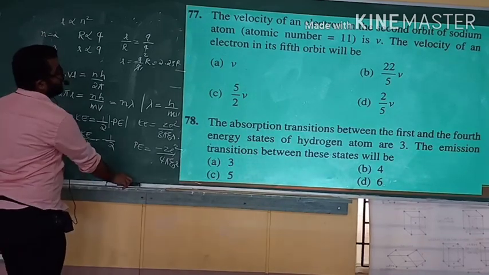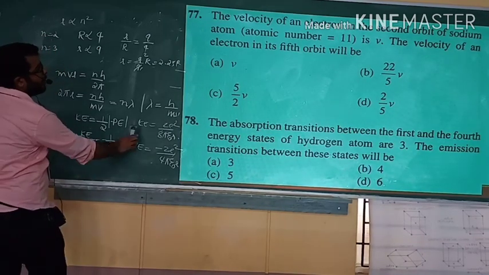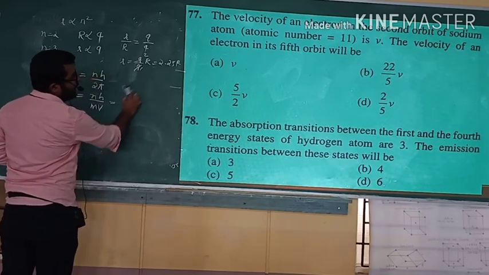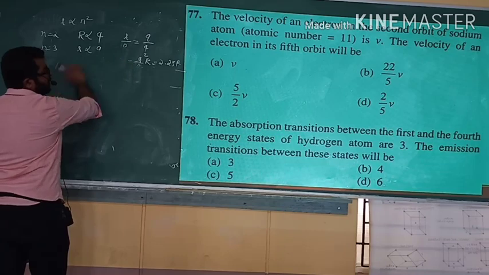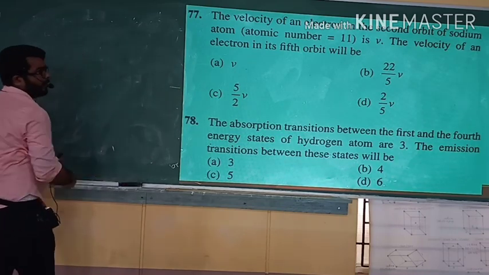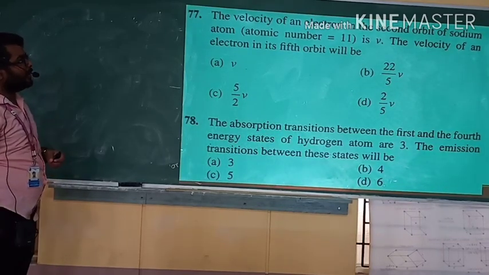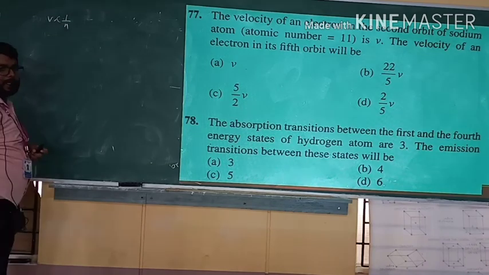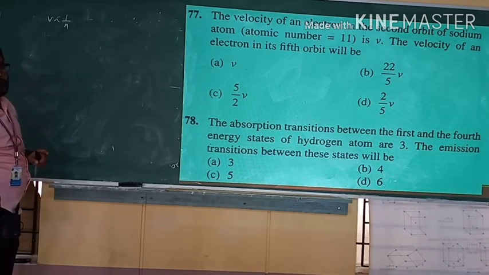77. The velocity of electron in the second orbit of sodium atom, so Z is equal to 11, is v. The velocity of the electron in the fifth orbit will be. So fifth orbit ಅಲ್ಲಿ ಎಷ್ಟು ಇರುತ್ತೆ ಅಂತ ಫೈಂಡ್ ಔಟ್ ಮಾಡೋಕೆ ನಮಗೆ ಹೇಳಿದ್ದಾರೆ. So clearly you know that v is proportional to 1 divided by n. So ಅಲ್ಲಿ ಏನು ಹೇಳಿದ್ದಾರೆ, in the second state.